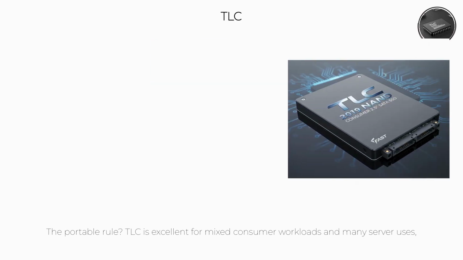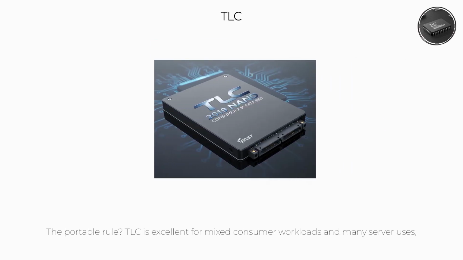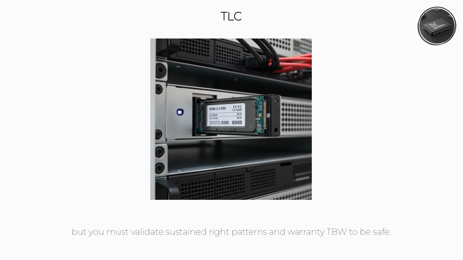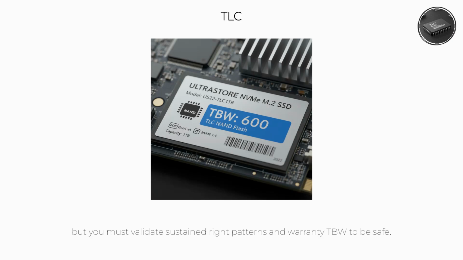Mechanically, TLC often uses an SLC cache to absorb burst writes and then flushes to denser TLC cells, which improves perceived speed but hides sustained write limitations. The portable rule: TLC is excellent for mixed consumer workloads and many server uses, but you must validate sustained write patterns and warranty TBW to be safe.